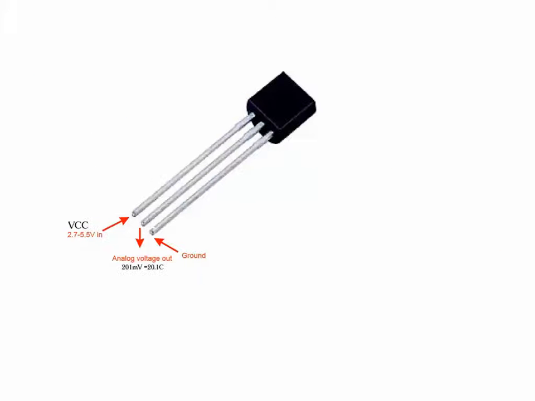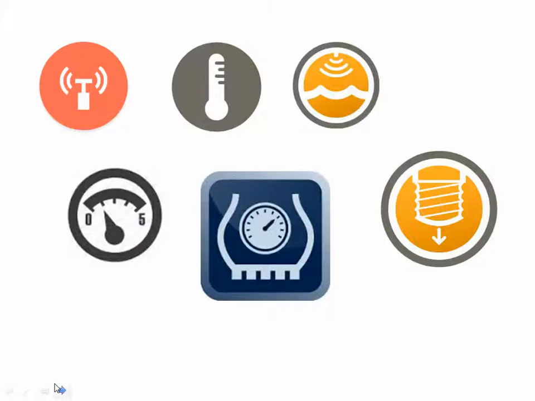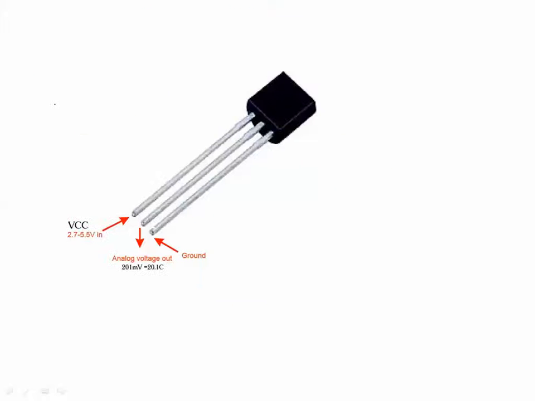So if you talk about a temperature sensor, this is how it looks. So this is a temperature sensor. Similarly, there are vibration sensors. You can measure the different values. Now let me explain the temperature sensor.